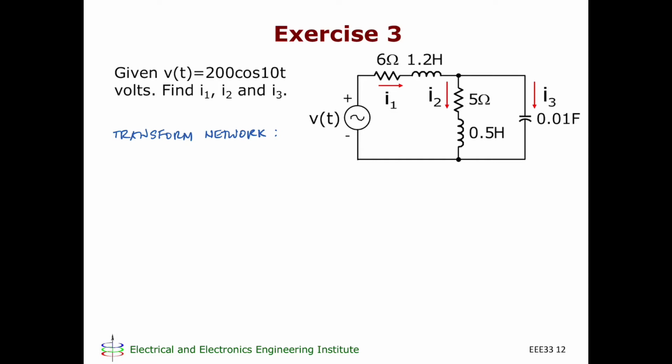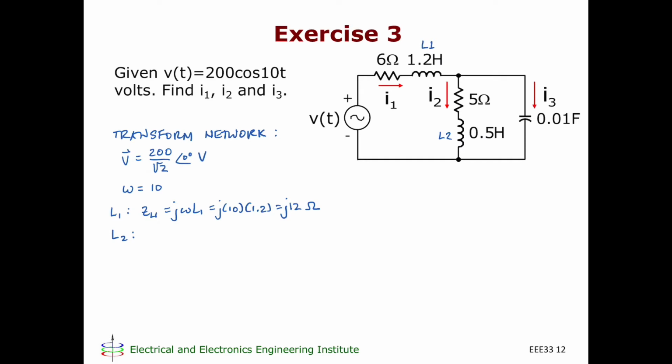So the source, V, would be equal to 200 over the square root of 2 at an angle 0 degrees volts. Our omega is equal to 10. For L1, so let's say this is L1, and let's say this is L2. For L1, jωL1 is j 10 times 1.2 or j12 ohms.